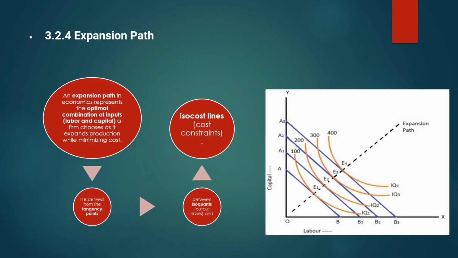Expansion path. An expansion path in economics represents the optimal combinations of inputs like labor and capital a firm chooses as it expands production while minimizing cost. Isocost line. This graph shows isocost lines and relationships between isoquant levels.